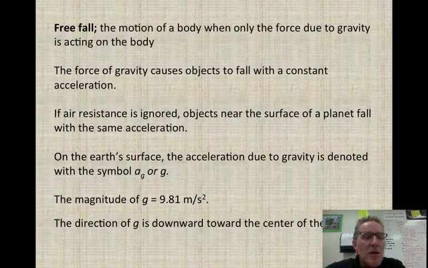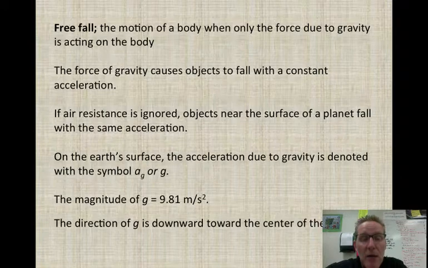Before we get too far into this, let's establish some crucial concepts. First off, free fall is the motion of a body when only the force of gravity is acting on that body. The force of gravity causes objects to fall with a constant acceleration. Another thing we need to keep in mind as we work through these problems: if air resistance is ignored, objects near the surface of a planet fall with the same acceleration.